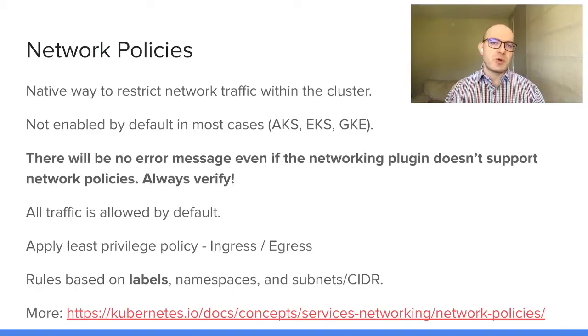Kubernetes has a concept of network policies. It's a native way to filter traffic within the cluster. Although it's not enabled by default in most cases, many of the networking plugins support it. Even with a networking plugin that supports network policies, all traffic is allowed by default. Network policies support both ingress and egress traffic, and rules can be applied based on workload labels, namespaces, and subnets. Please note that if your networking plugin doesn't support network policies, you will not get any warning or error message when trying to apply network policies, but they will just be silently ignored.